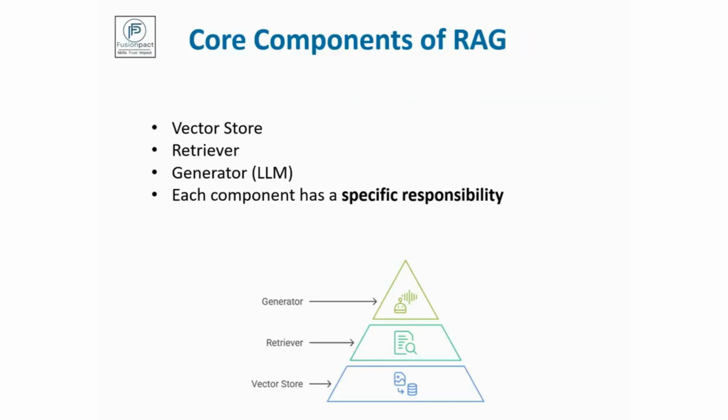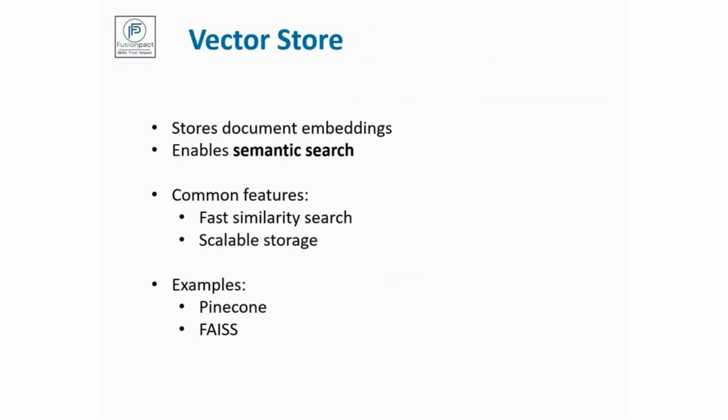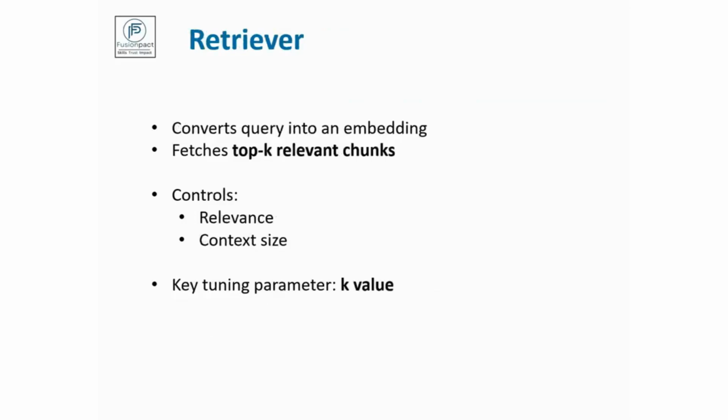Core components of RAG: vector store, retriever, and generator, which is the LLM. Each component has a specific responsibility. For the vector store, it stores document embeddings and enables semantic search. Common features are fast similarity search and scalable storage. Examples are Pinecone and FAISS.